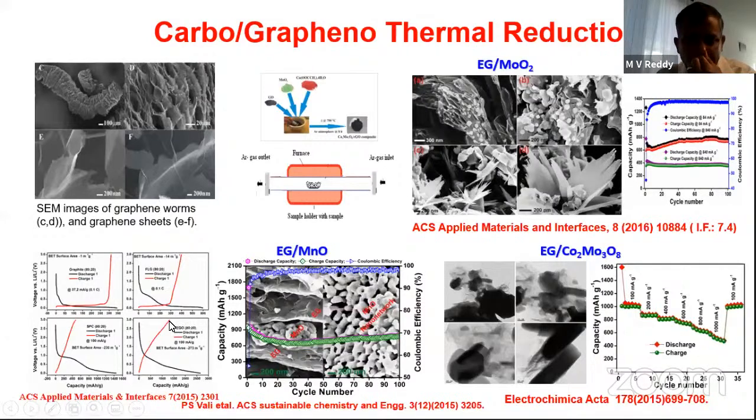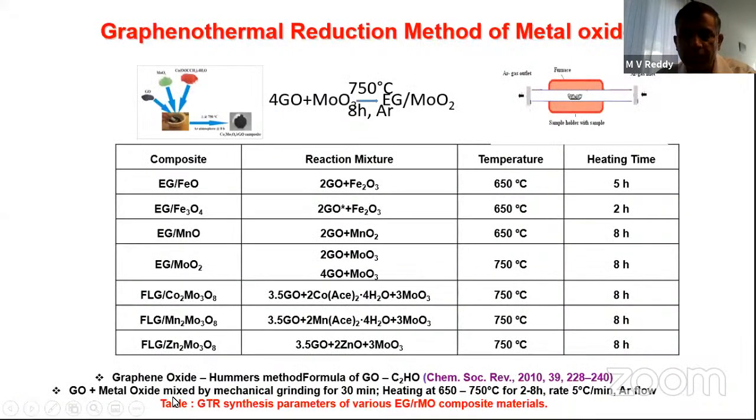Overall summary: from the application point of view, although we get slightly higher capacity, it may not be really interesting with graphene alone. So in summary, if you want to do any graphenothermal or carbothermal reduction, the minimum temperature you have to look at is nearly 650 degrees in argon. It is very important. You have to put the sample in a tube furnace in argon. So we are able to get the respective oxides.